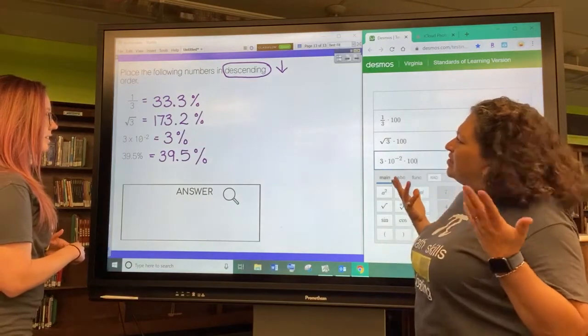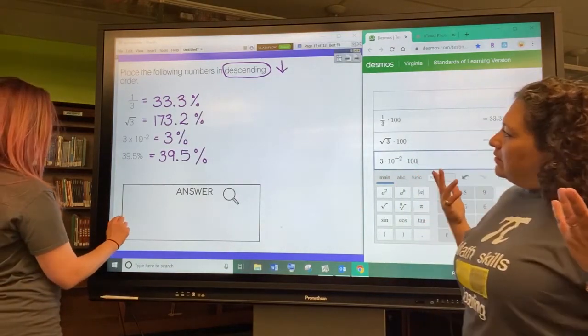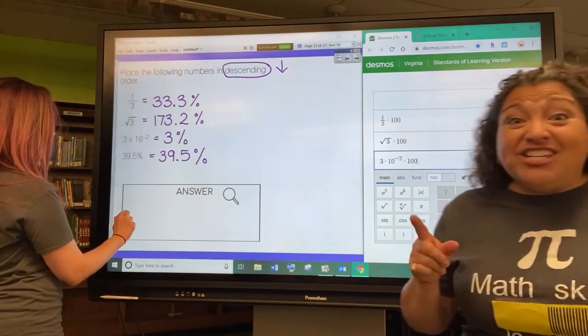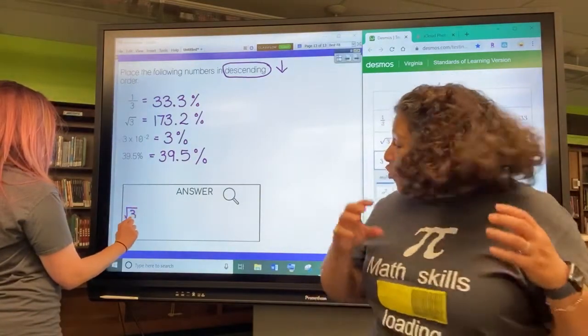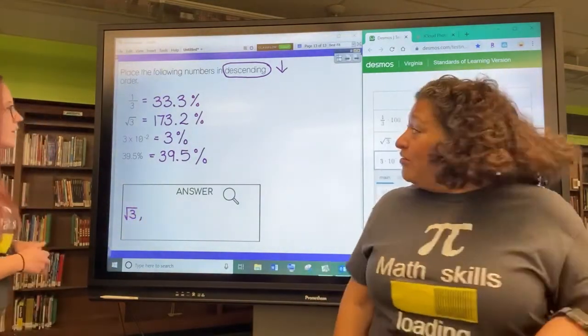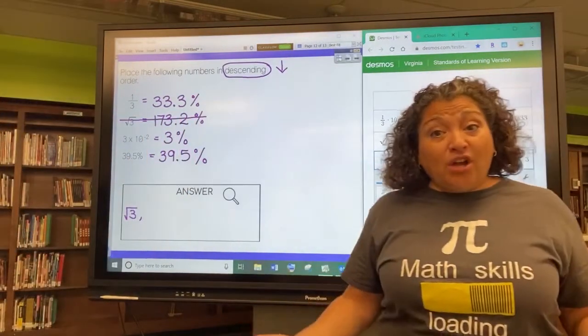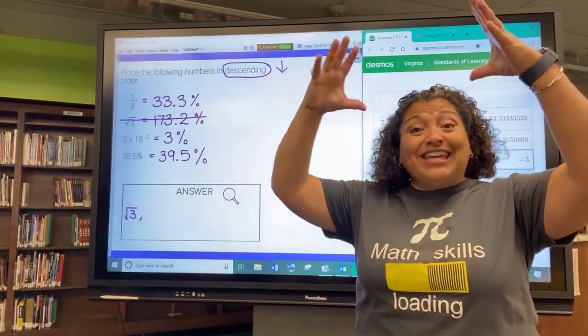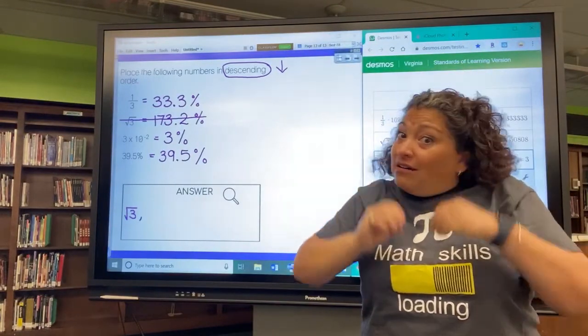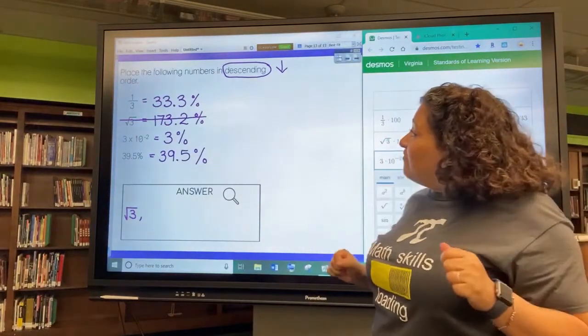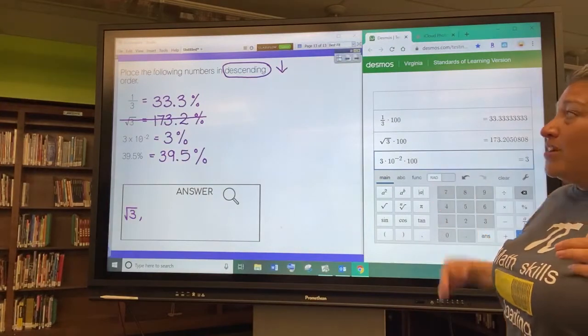So which one do you think is the biggest, Ms. Benson? 173%. Right, but she's going to write that in its original form, which is the square root of 3. Then she can circle it or mark it out, whatever she wants to do. And we're going to go on and we're going to look for one that's getting a little bit smaller. Not the smallest, but just smaller than that first number. So we've got 3 more to compare, don't we?